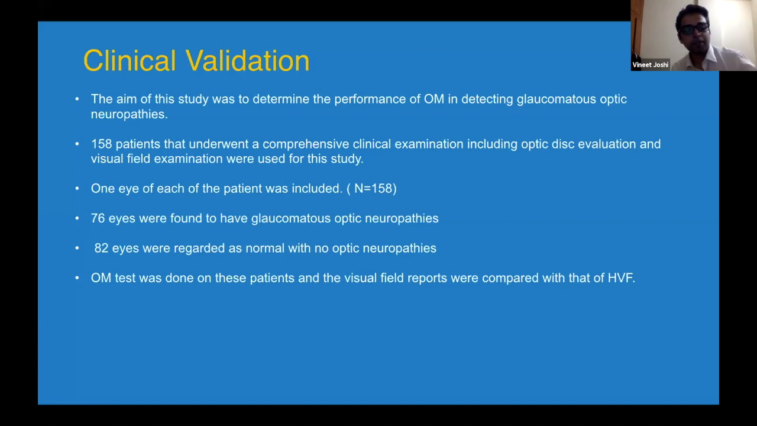Following this, we performed a clinical validation trial where we used Ohm on 158 patients. In this, we incorporated 76 eyes of patients which were glaucomatous and 82 which were normal with no history of glaucoma. All these patients underwent initial clinical examinations with the doctor, where they were labeled into either the glaucomatous optic neuropathy group or the normal category. And the Ohm test was done in all of these patients along with HVF.